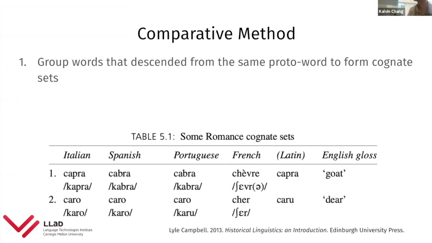Right. Now, in the case of Romance, after we identify these cognate sets, we come up with rows of cognates that appear similar in pronunciation and share the same meaning. So here's an example of a cognate set from Romance.